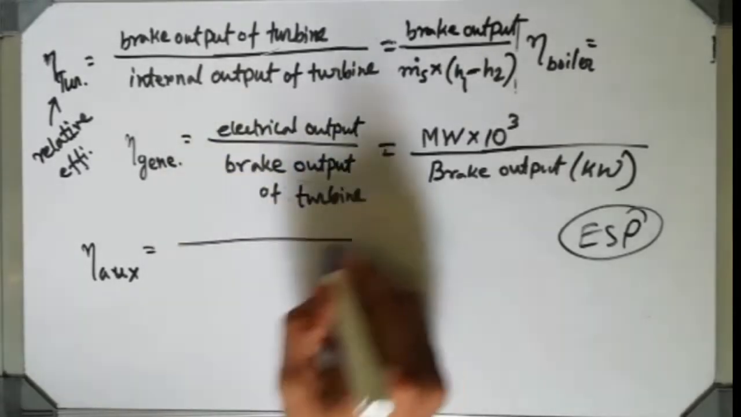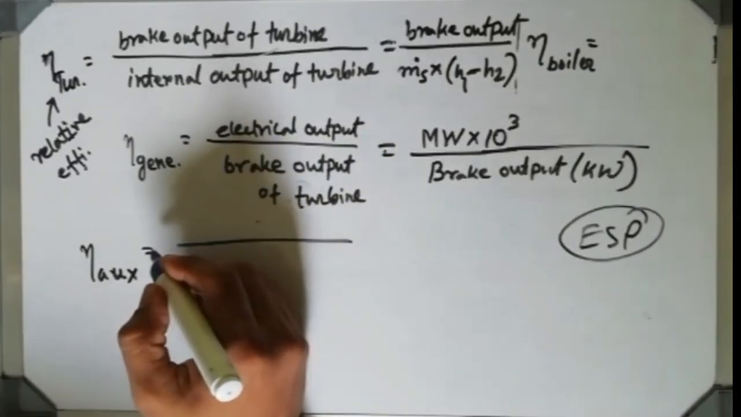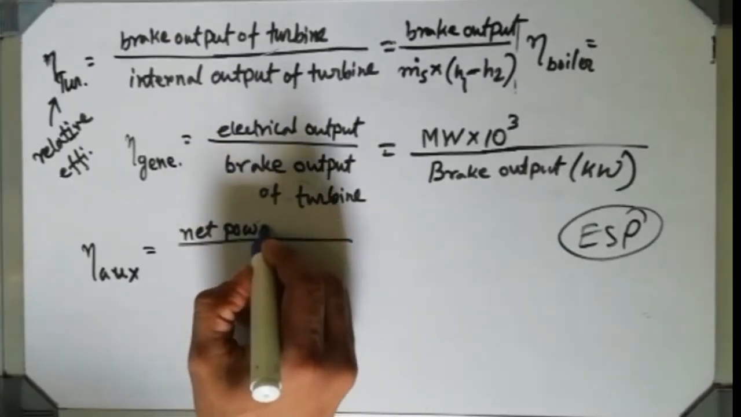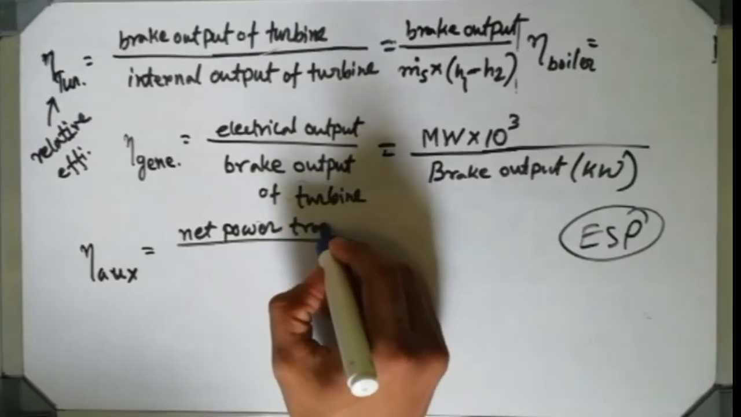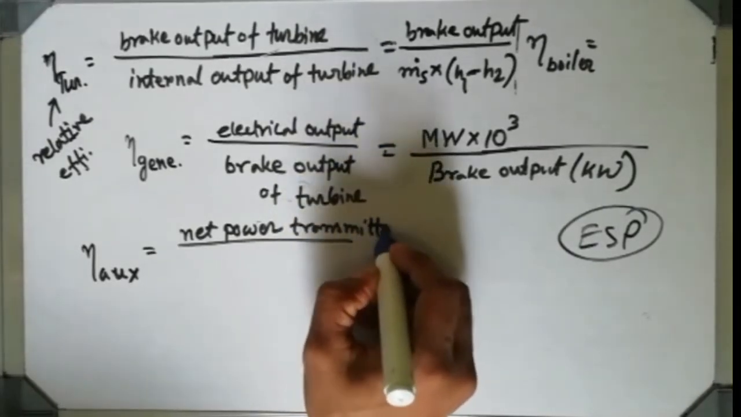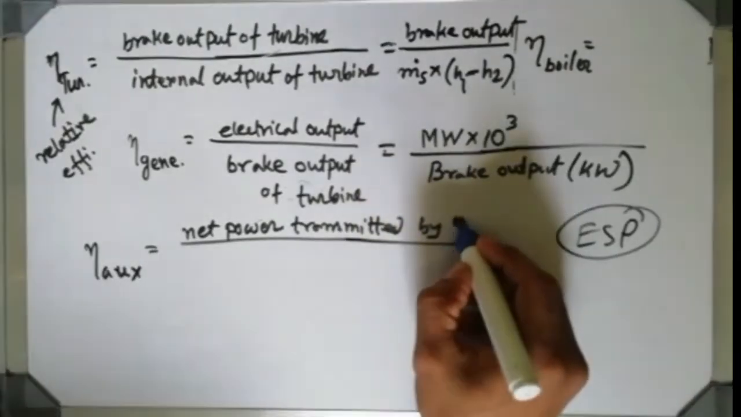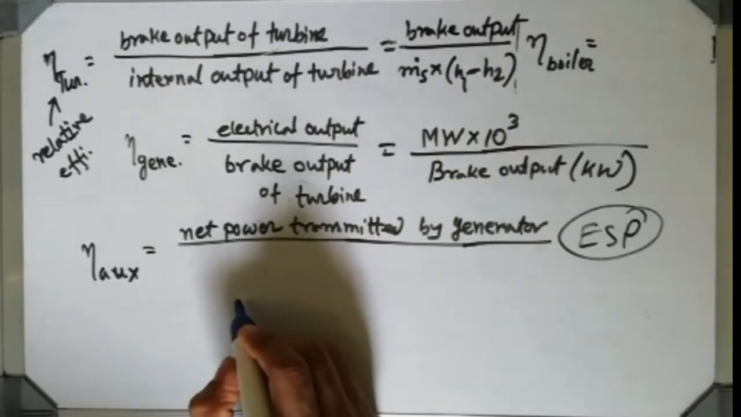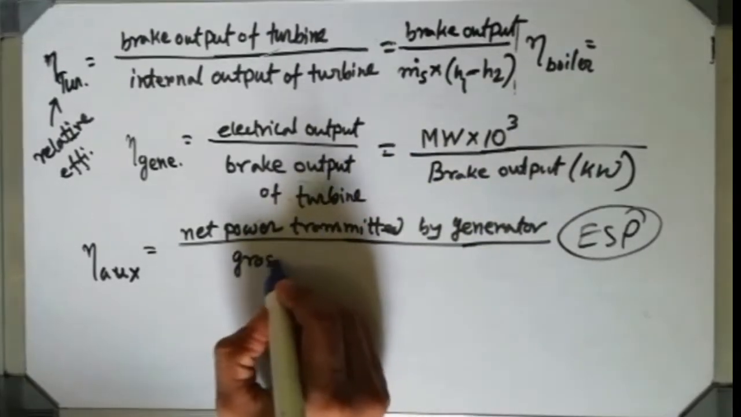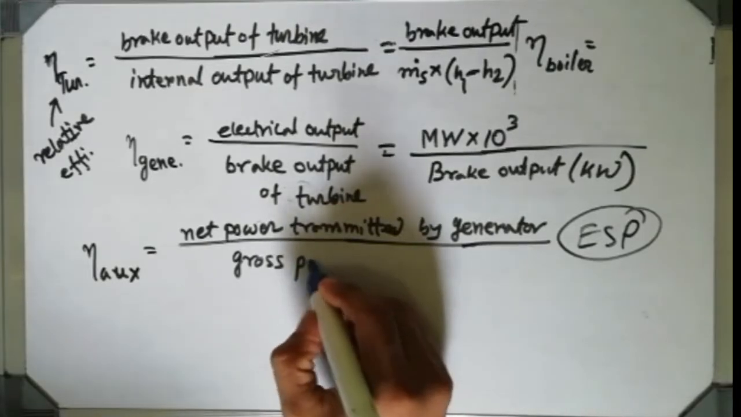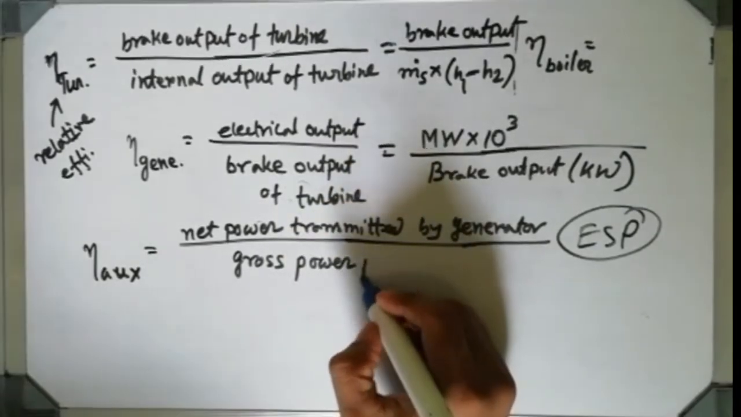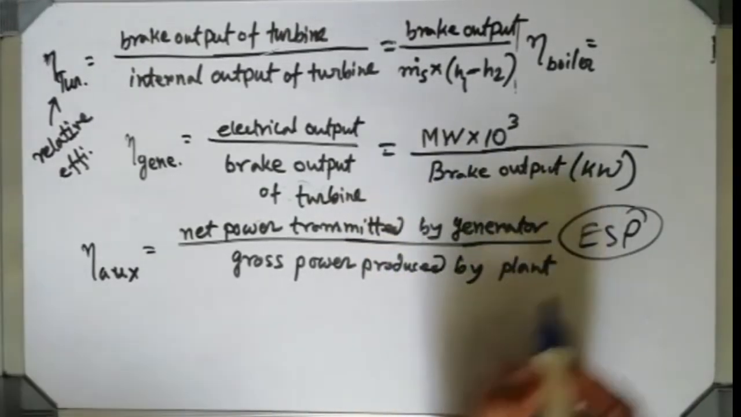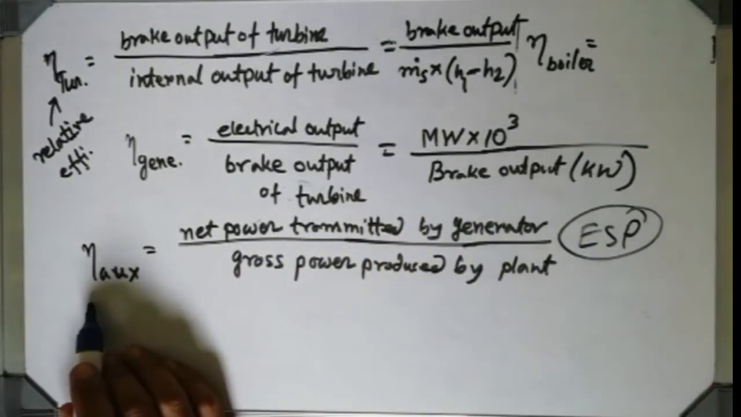So that's why auxiliary efficiency will be there. I can write the expression this way: net power transmitted by the generator, divided by gross power produced by the plant. It is also a kind of relative thing. Obviously efficiency always will be less than 1.